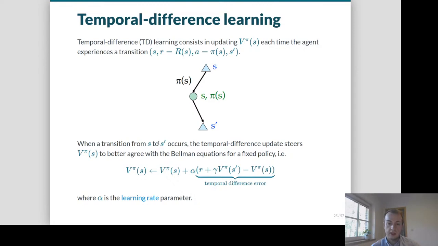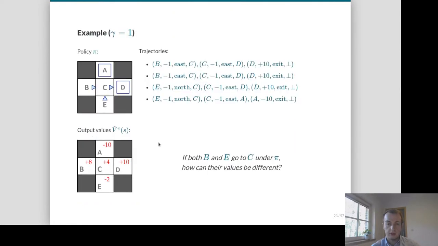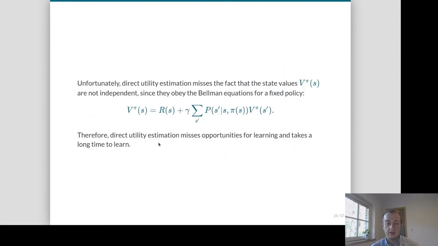And so that comes simply from the fact that what we want is for our V-value to agree as much as possible with this Bellman equation for a fixed policy. And that means the V-value that we are currently estimating should be as close as possible to this other side of the equation.